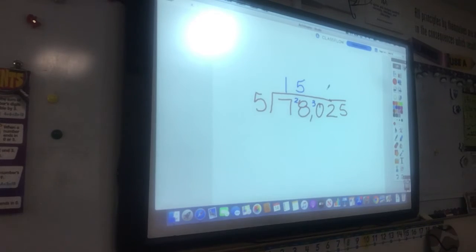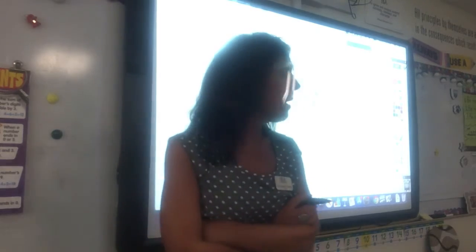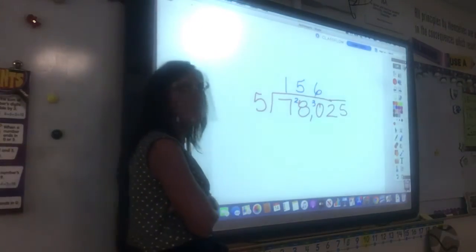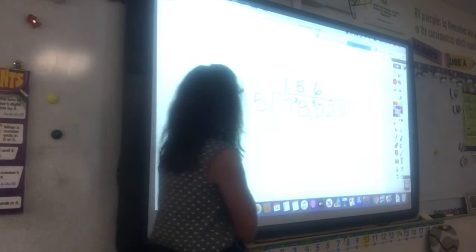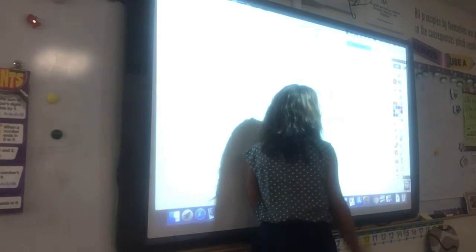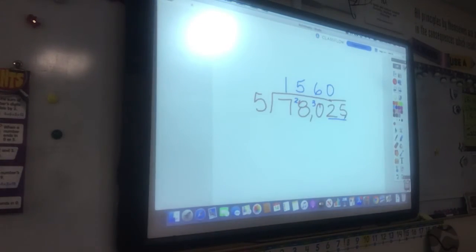Okay, the next time I'm going into 2. So what do I do when I am going into 2? I want to see how many times 5 will go into 2. Cooper? 0. Okay, so remember that we're going to underline this because we haven't used it yet. So the last time we're going into 25. And so what would we get, Emerson? 5. Okay, and there is our answer.